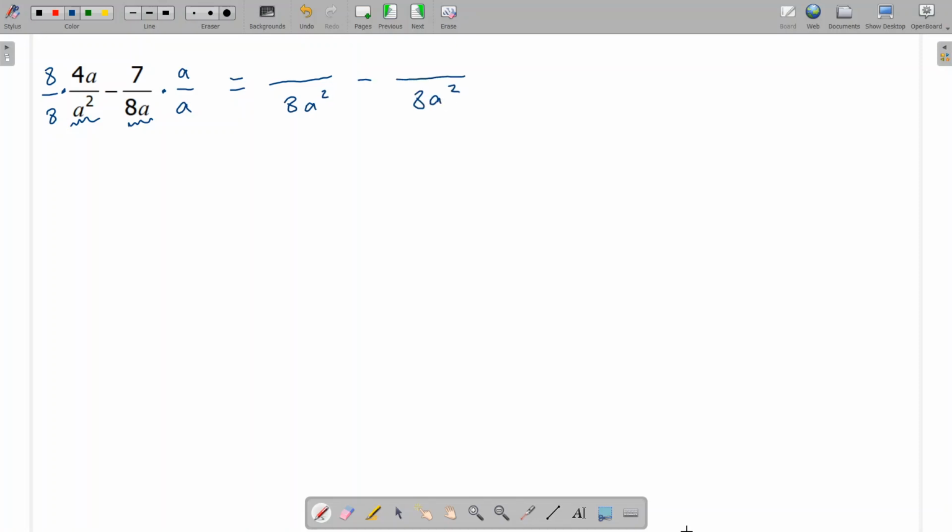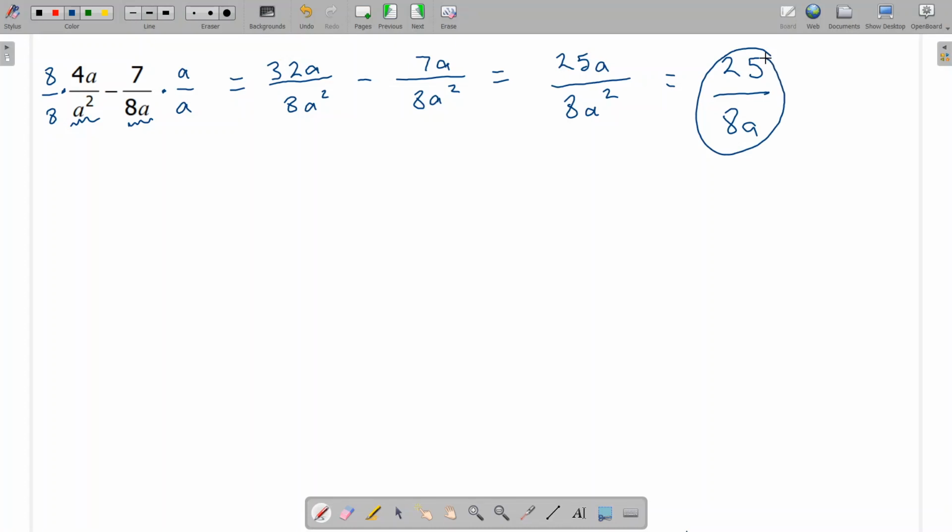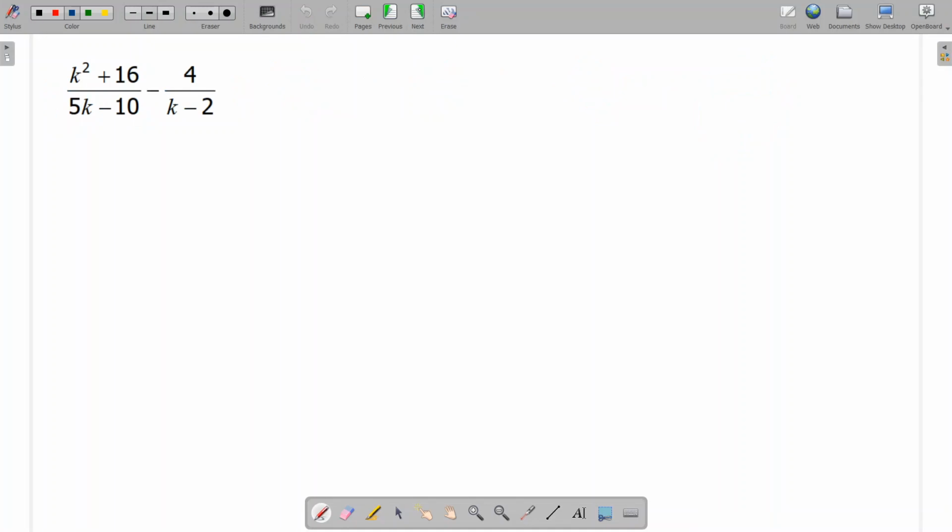And our numerators now would be 32a and 7a. So now at this point we're subtracting. So we would get 25a over 8a squared, and we could reduce the a's here. So I can't reduce my fraction any, but I could turn this into 25 over 8a. So that's an example with monomials. Okay, but most of the time we're going to have binomials, trinomials, and things like that. So let's look at how we would approach it here.